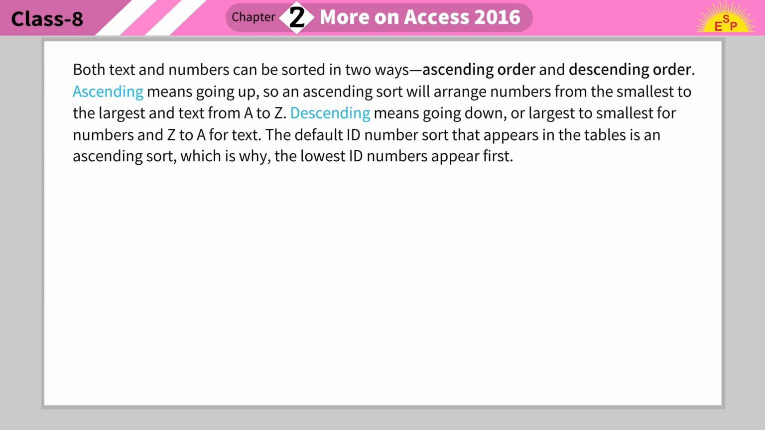Both text and numbers can be sorted in two ways, ascending order and descending order. Ascending means going up, so an ascending sort will arrange numbers from the smallest to the largest and text from A to Z. Descending means going down, or largest to smallest for numbers and Z to A for text. The default ID number sort that appears in the tables is an ascending sort, which is why the lowest ID numbers appear first. Follow the steps to sort records.